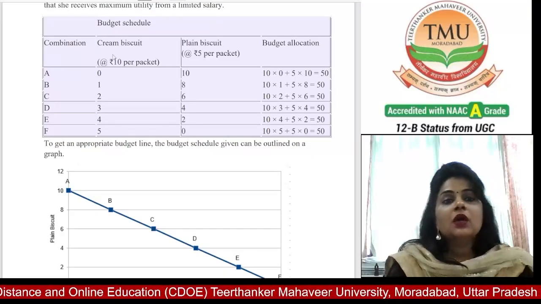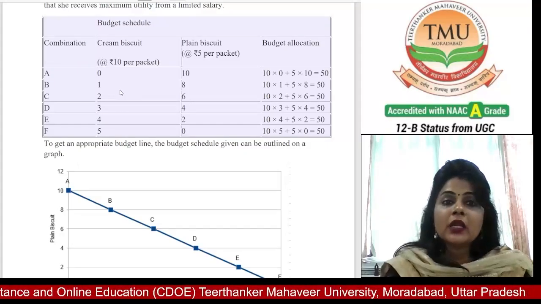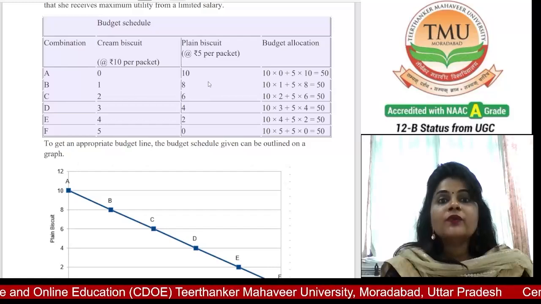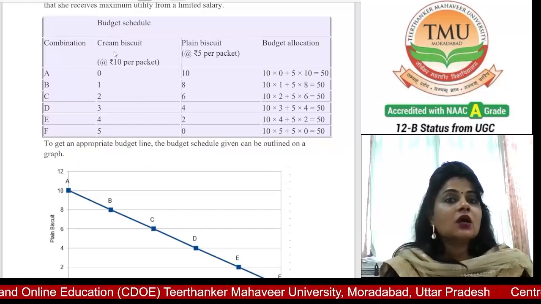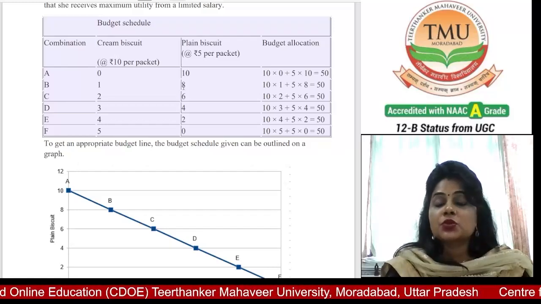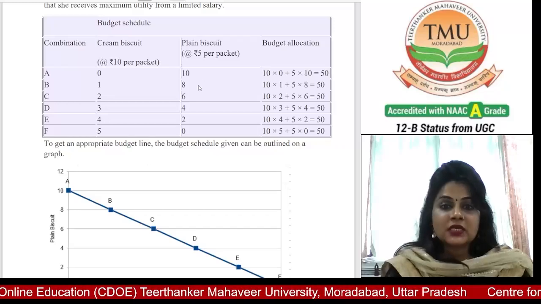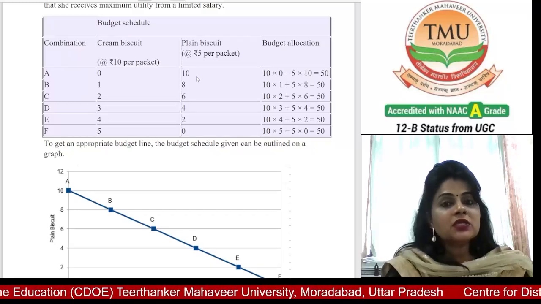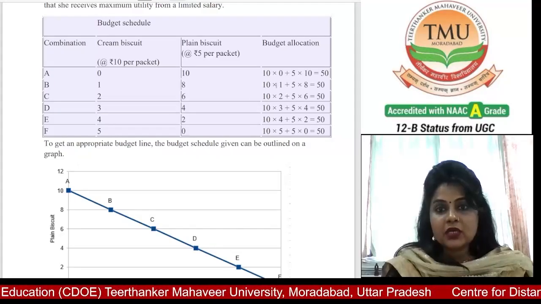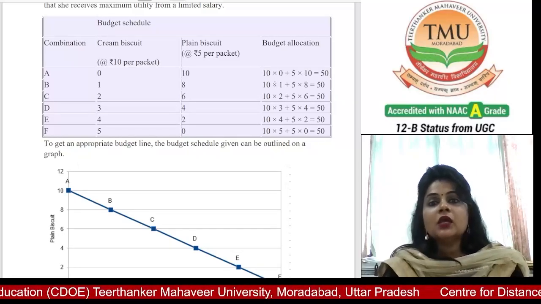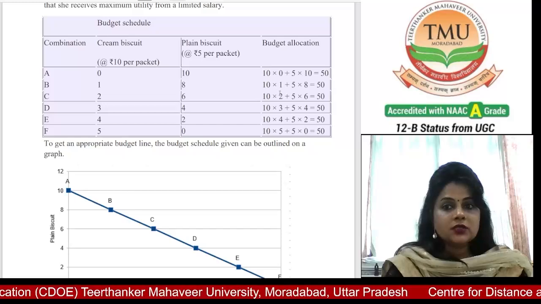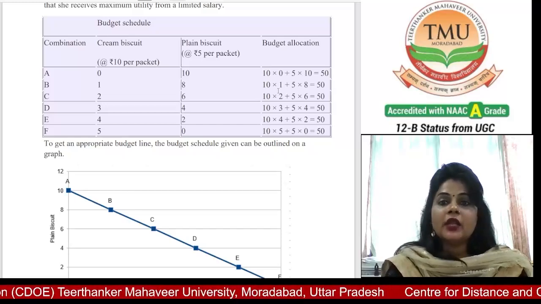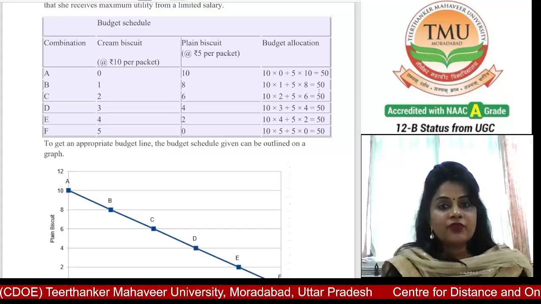Now see the B combination. In combination B, Radha bought one cream biscuit and eight plain biscuits. To purchase a cream biscuit, she has to give up plain biscuits. Before, she bought 10 plain biscuits, now she bought 8 plain biscuits. The budget allocation here: 10 multiplied by 1 is equal to 10, and 5 multiplied by 8 is equal to 40, 10 plus 40 is equal to 50.